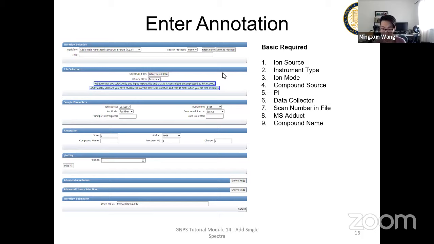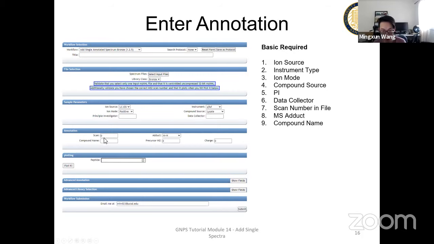The instrument type: is it a QTOF, is it an ion trap, an Orbitrap of some sort? Positive or negative? Where did you actually get the molecule? Is it from a lysate, is it a crude mixture, or is it a commercial standard? The PI and data collector, so that could be you or a colleague that actually collected the data.